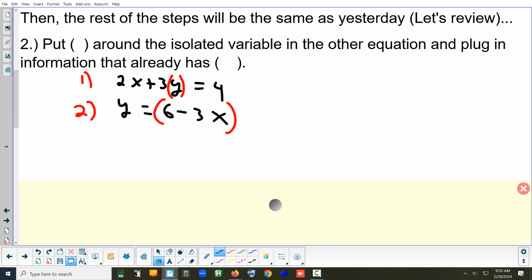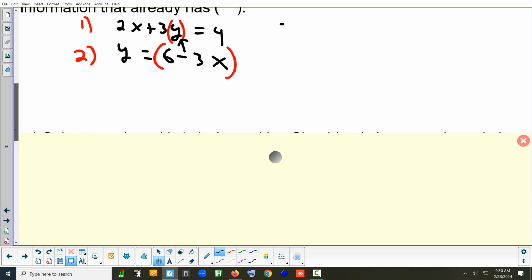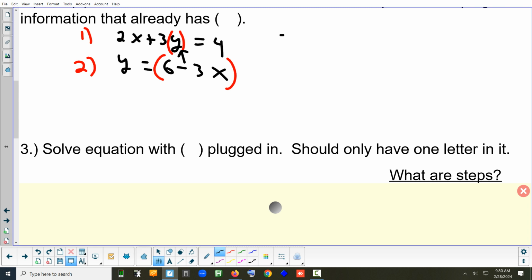Now, the bottom equation says y equals 6 minus 3x. The bottom equation is telling you what y is. So you're going to take that information and put it into the top. When you fill that in, what's going to happen to the 2, the x, the plus, and the 3? Those all stay the same. Do we want to do that at this step, or in the next step? We're going to do that in the next step. So solve the equation now.